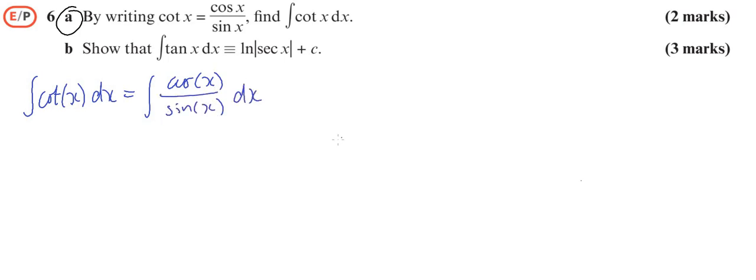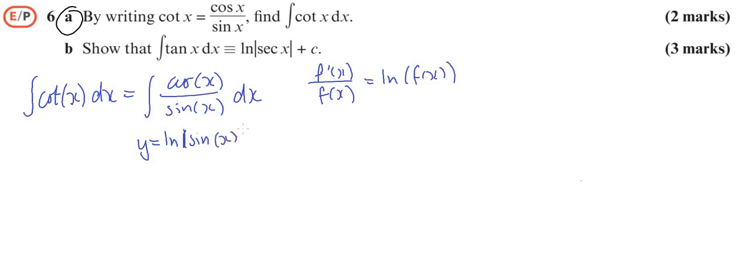sine of x. Okay, now we've been looking at a reverse chain rule, so we need to basically say that one of them is a derivative, and that is over the function. So if we do this, we are going to say that this is equal to ln of x. So what have we got? We're going to guess that y is ln of sine x.